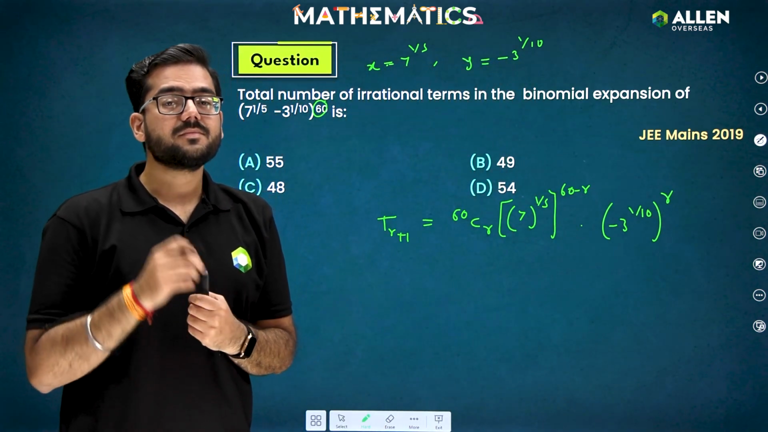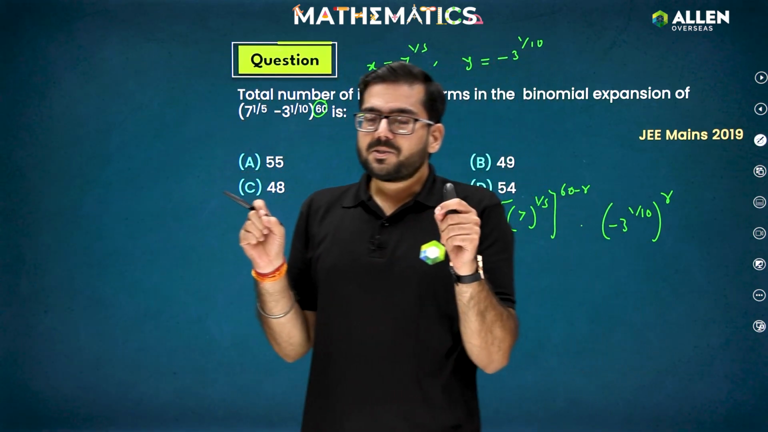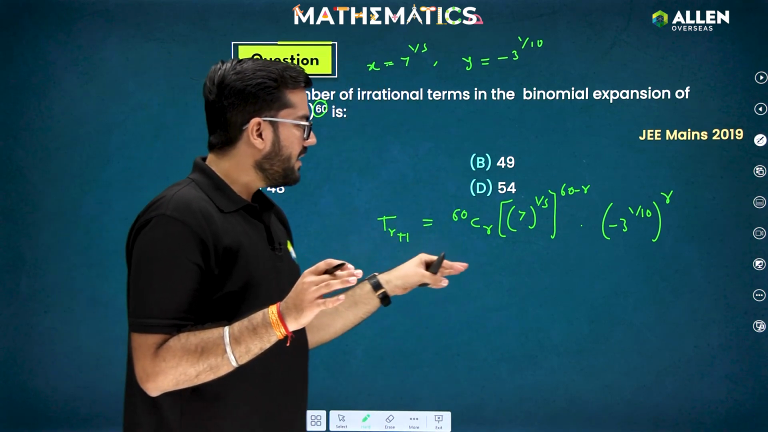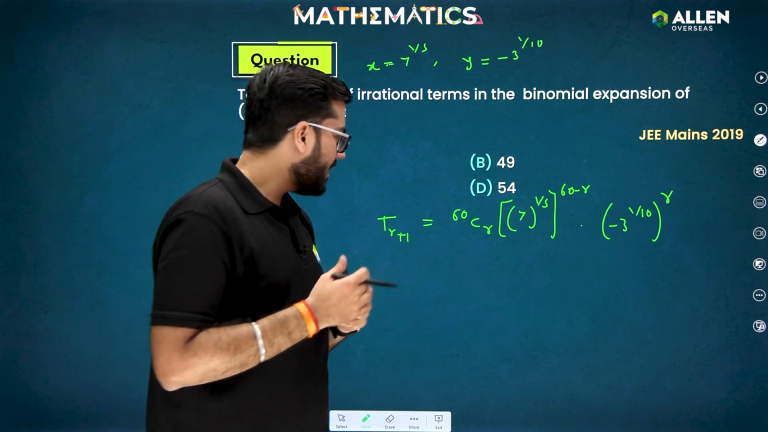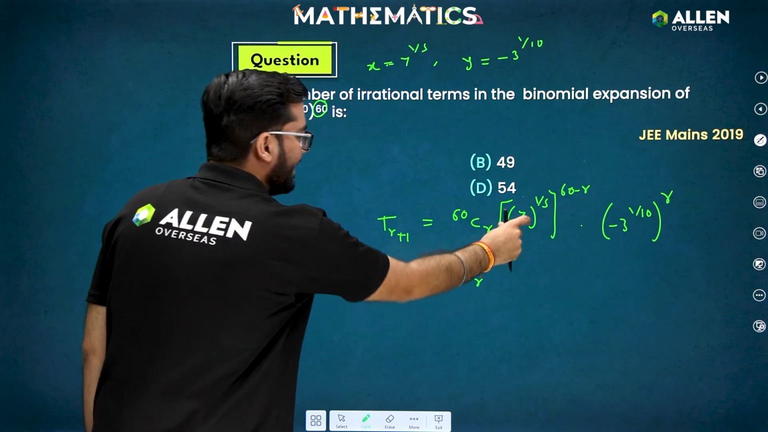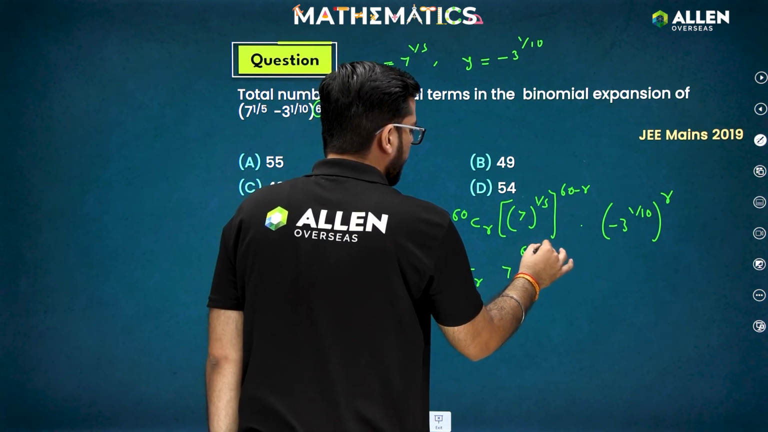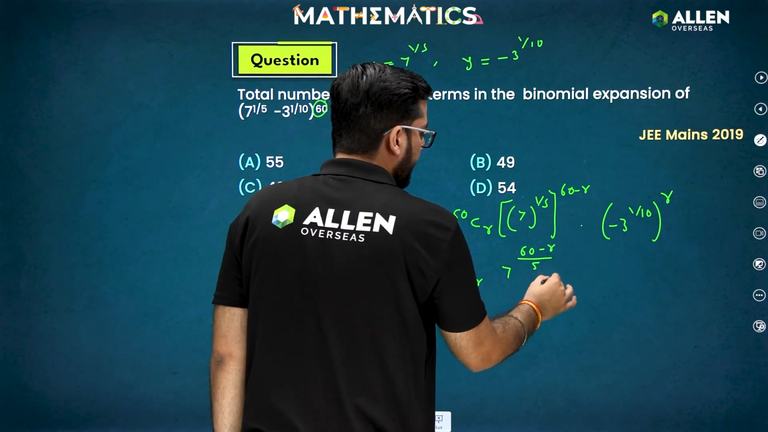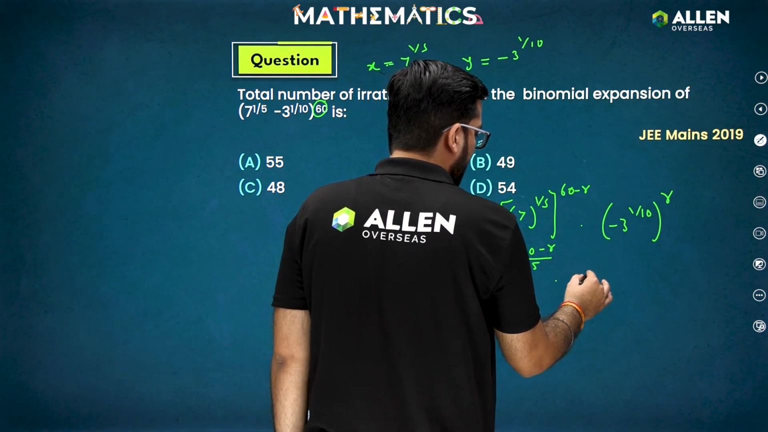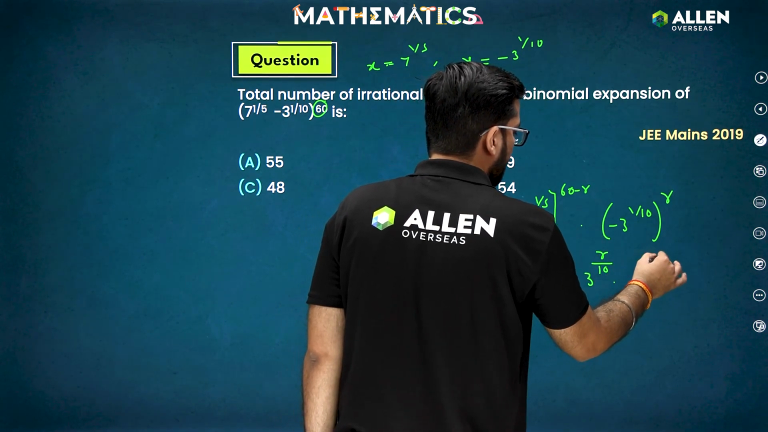That's it. Now listen to me well, they are asking for the irrational term. It's better to do the work for the rational. How? First of all, collect everything individually in terms of r. I am going to write 60Cr, and here I have 7 raised to 1 upon 5, so I can write 7 raised to the whole power (60 minus r) upon 5. Similarly, here also you can take minus 1 outside, and the remaining thing is 3 raised to r upon 10, as well as minus 1 raised to r.